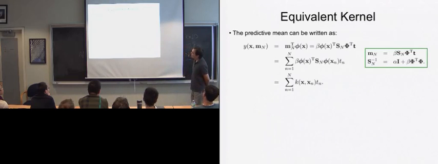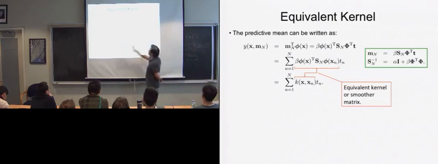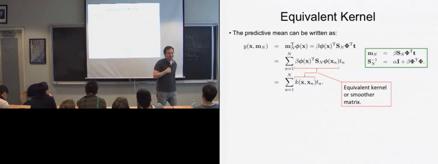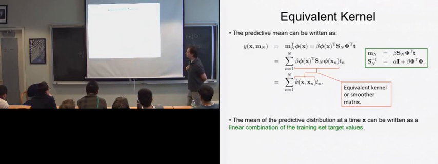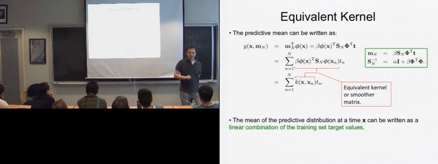Now, one of the things that's useful to know about these types of models is that if we look at the predicted mean, it can essentially be written in this form, where I can look at phi transpose S sub n phi, and I can think of it as a kernel. So the mean of the predictive distribution at a particular data point x can be written as a linear combination of the training set target values. Okay.